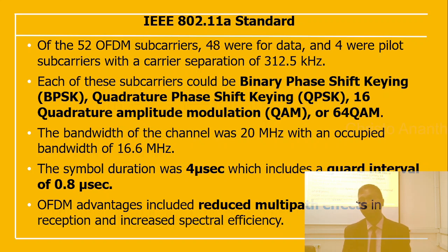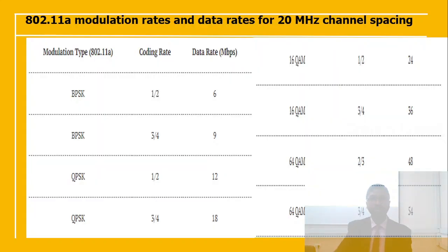Symbol duration is 4 microseconds, which includes a guard interval of 0.8 microsecond. So OFDM will have reduced multipath effects in the reception, and of course increased spectral efficiency. So we are going to compare the 802.11a modulation rates and the data rates, especially for the 20 MHz channel spacing.